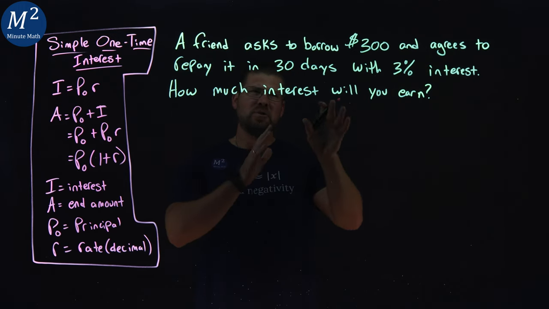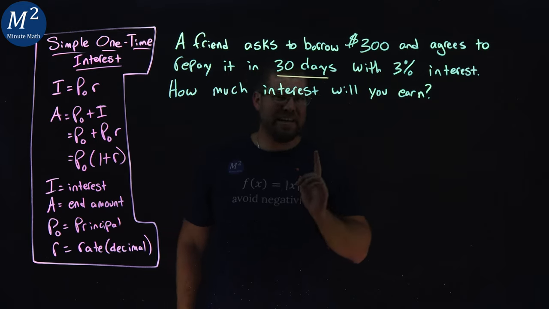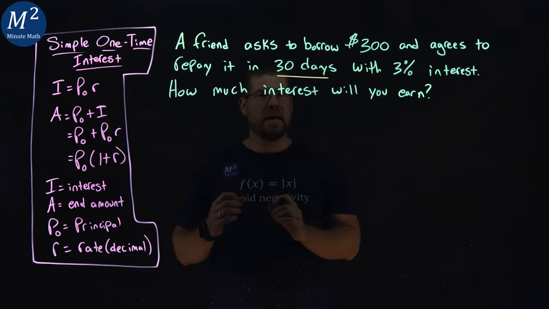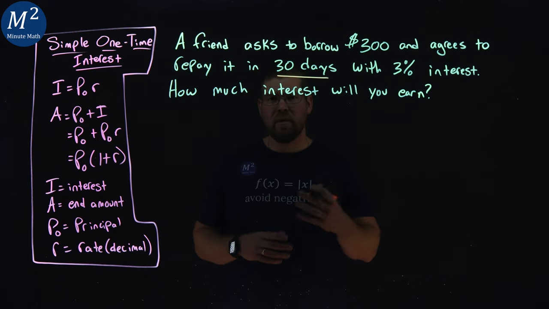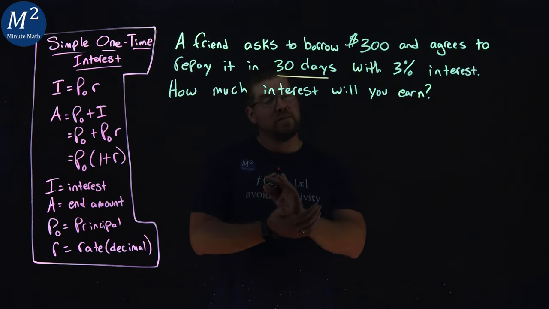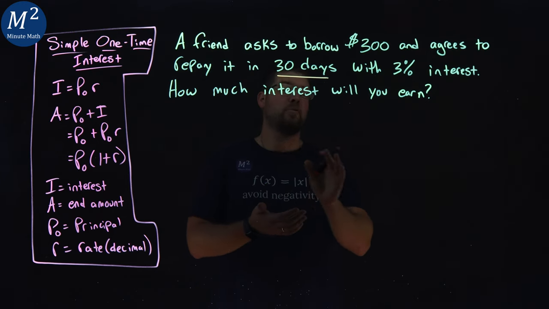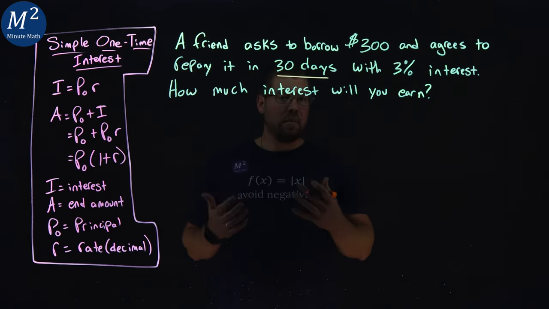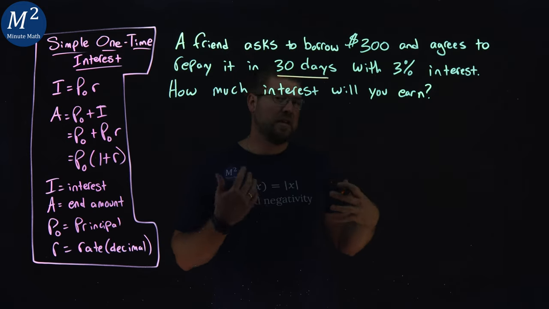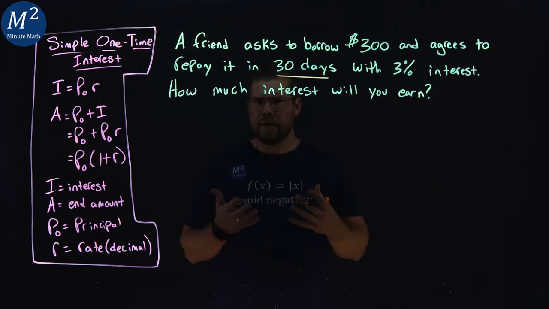Why? They do give us the 30 days here, but that actually doesn't really matter for this problem. It doesn't tell us that it's compounded monthly or anything like that. It just says, hey, at the end, you owe me 3% more than your original amount. So the end amount, total amount, is 3% more than 300 plus the original 300, okay?